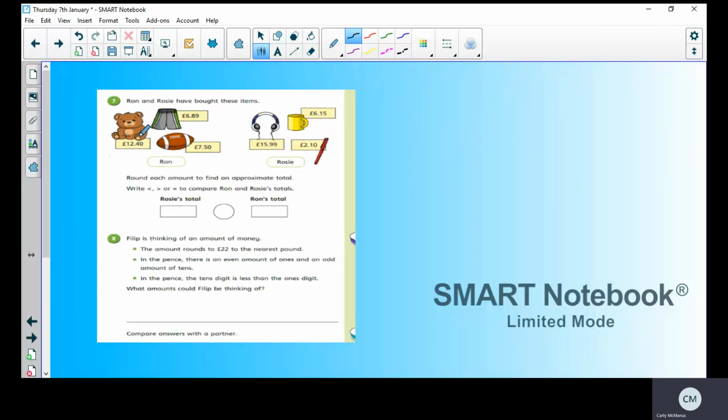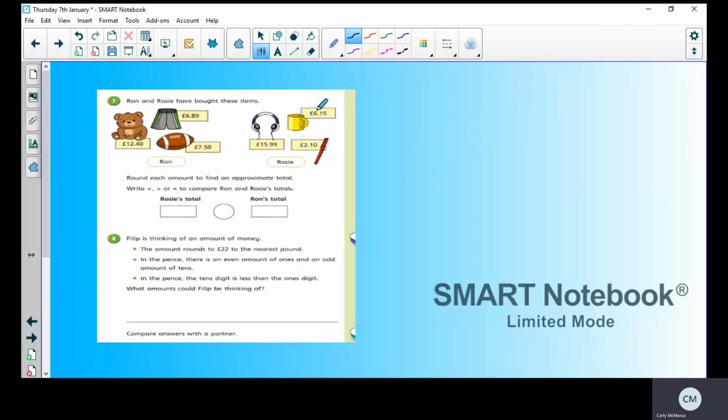And then add the 3 numbers up that you've rounded. So say this rounded to £6, I'm not saying it does, and this rounded to £7, and this rounded to £13. I'd add these 3 numbers up, and that's Ron's total. I'm not saying that that's what they are. You need to round the 3 numbers.